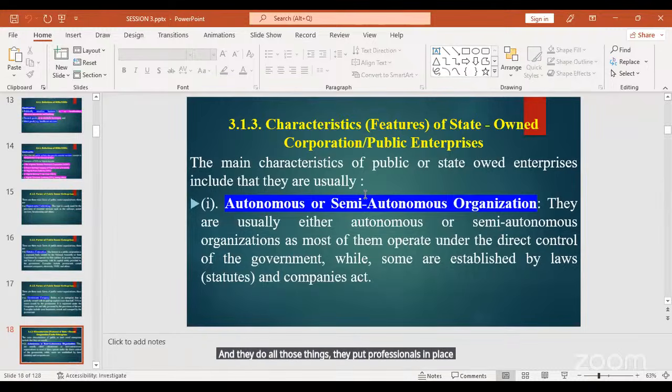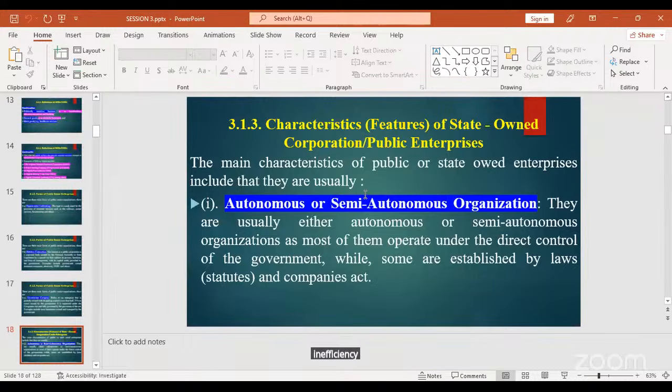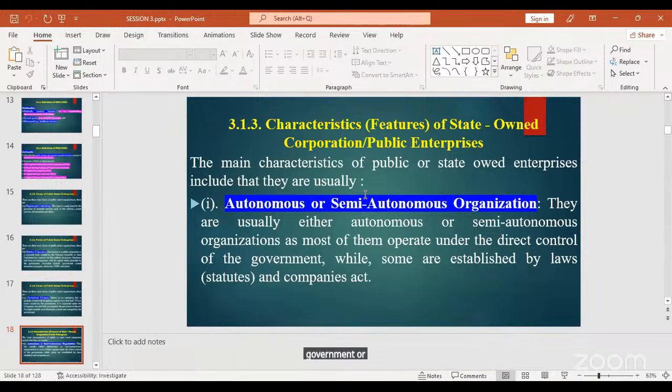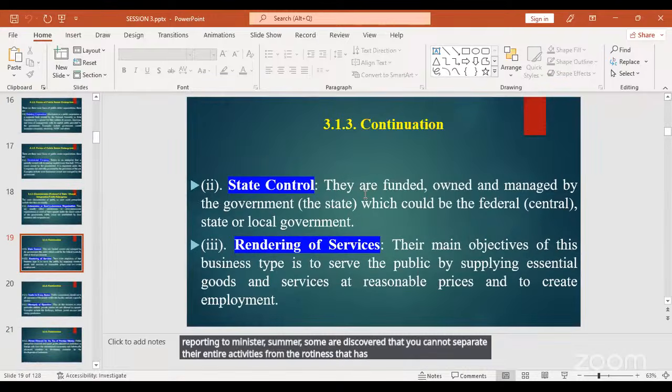But once you say it's a government-owned corporation, the characteristic of inefficiency will always be there. Because at the end of the day, those people running them, even as autonomous as they are, will be reporting to government or political appointees, maybe a board of trustees, or a minister. We discovered that you cannot separate their entire activities from the rottenness that has been rocking the system.